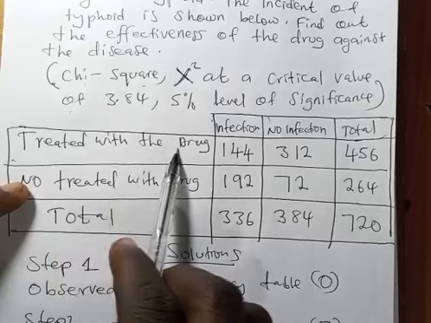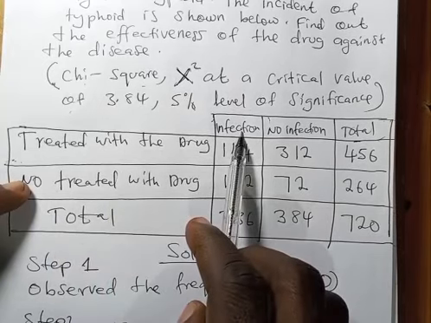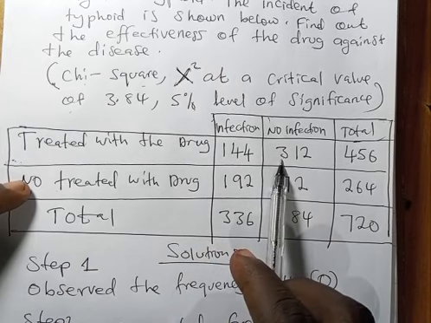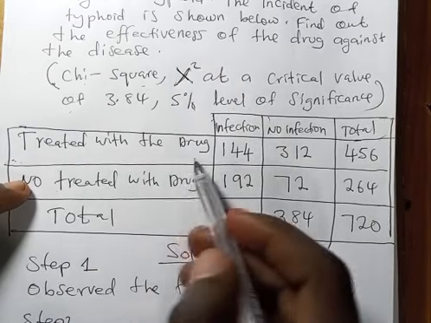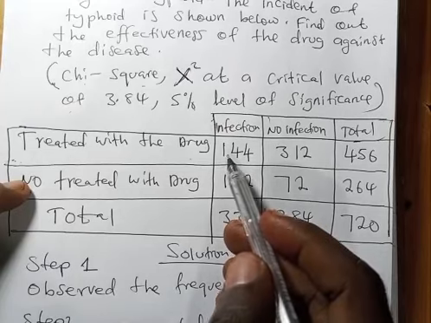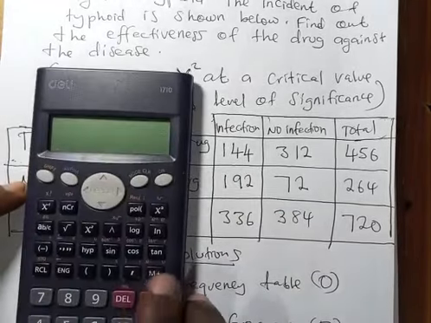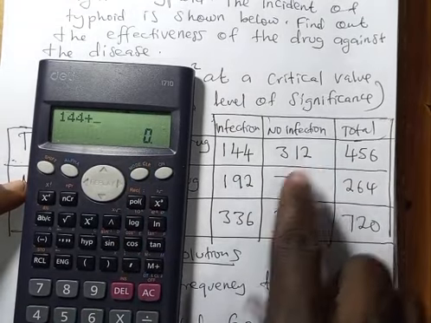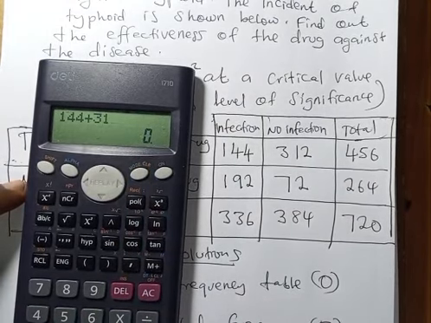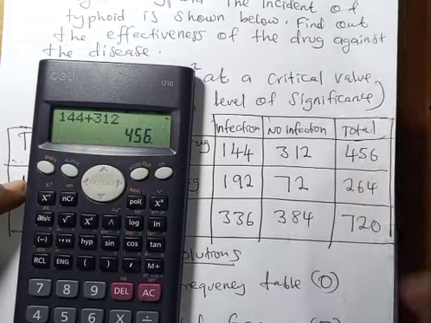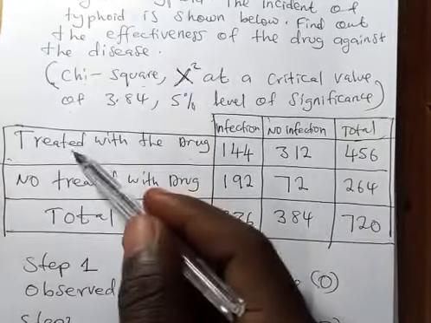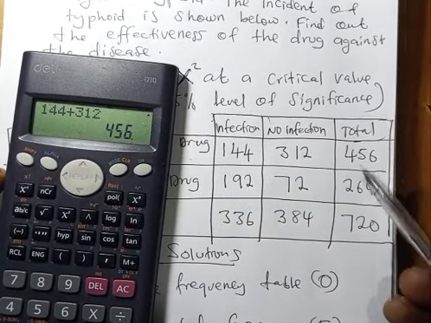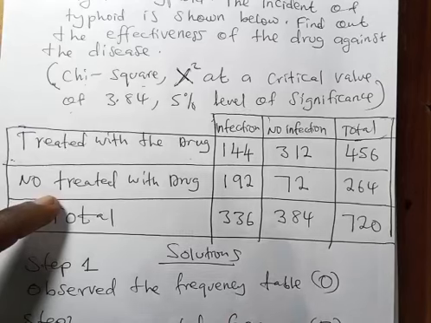So there's treated with the drug. Then those with infection, 144. No infection, 312. Then the total for those who are treated: when we add on the calculator 144 plus 312, you have the total for those who are treated with the drug. The total is how many? 456.